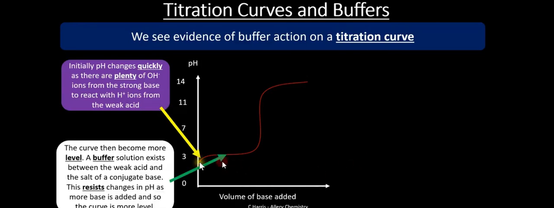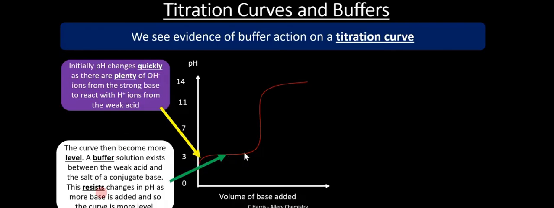But there's a stage where the pH now changes slowly. This is where we have our buffer system formed. So the curve then becomes more level. A buffer solution exists between the weak acid and the salt of its conjugate base, so this resists changes in pH. Remember what we said: if it's an acidic buffer, you need a weak acid and the salt of its conjugate base. So this is what you have in this titration curve.